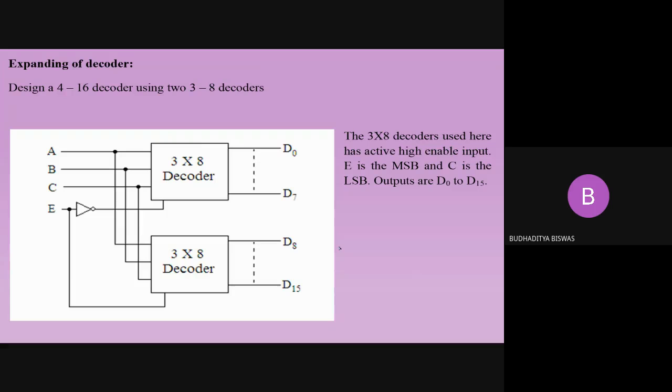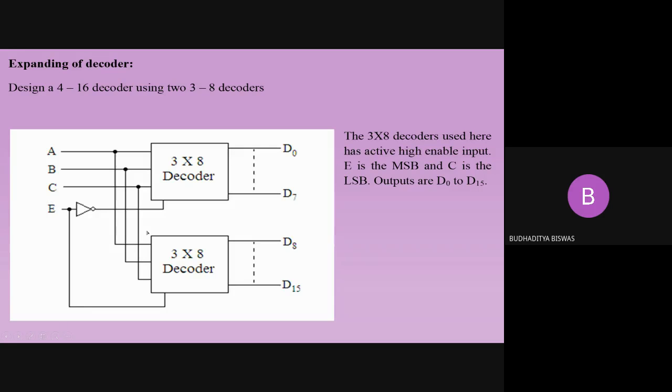But unfortunately, you don't have the 4 cross 16 decoder. So that means you need to expand the order, but you have plenty of 3 cross 8 decoders. So using 2 numbers of 3 cross 8 decoder, how to implement a 4 cross 16 decoder? That is actually the question. So design a 4 cross 16 decoder using 2 numbers of 3 cross 8 decoder. Using these special control lines, or the enable input, we can implement that.